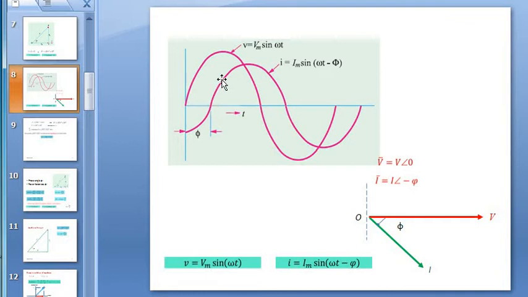The current will reach its maximum value. The difference between the current's maximum value and voltage maximum value is also phi. The current will complete its positive half cycle at this instant. The difference between this point and this point is also phi. The current will complete its cycle at this particular point, which will be obviously after the voltage, and the angle between this is also phi. Are you getting this? How to draw the waveforms?